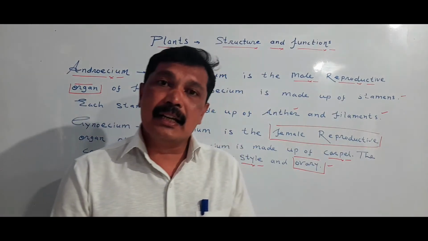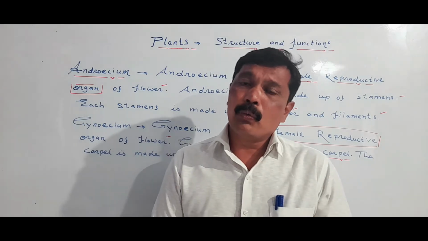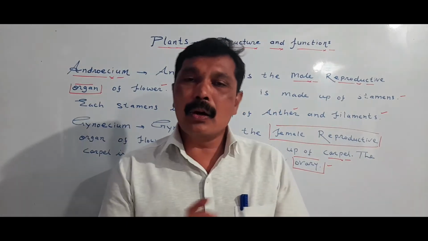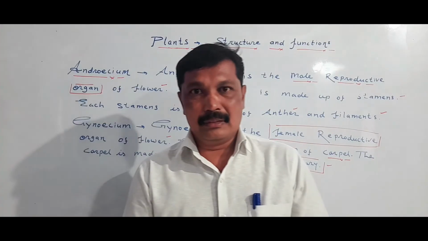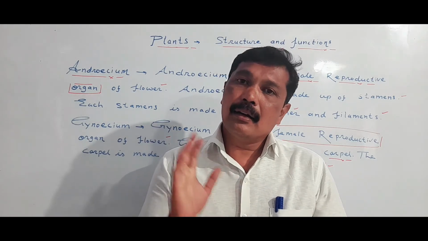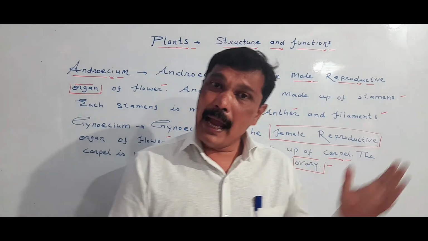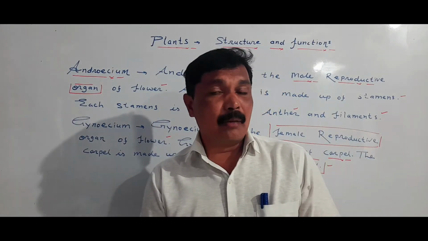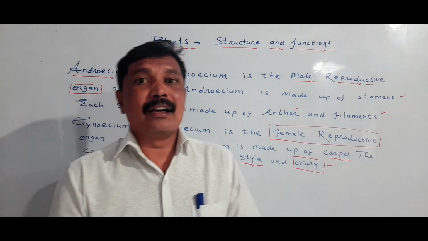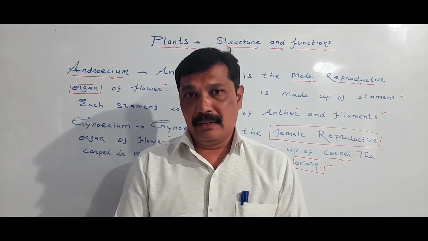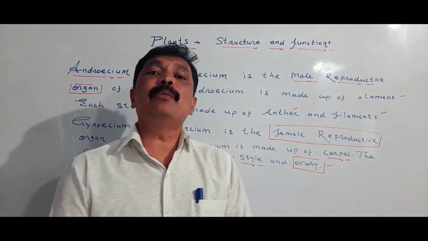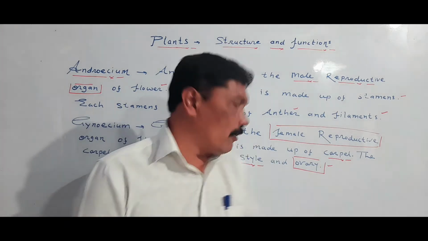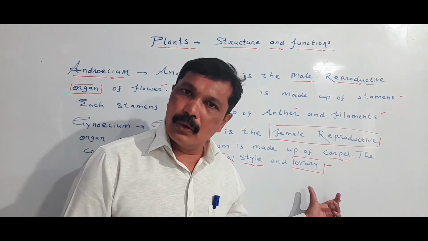Calyx. Calyx is green in color. It is the outermost wall of the flower. Corolla. Corolla is colorful. The color and the shape of corolla differs from flower to flower. Androecium. Androecium is the male reproductive organ of the flower. Androecium is made up of stamen. Each stamen is made up of anther and filament. Gynoecium. Gynoecium is the female reproductive organ of flower. The gynoecium is made up of carpel, and the carpel is made up of stigma, style and ovary.